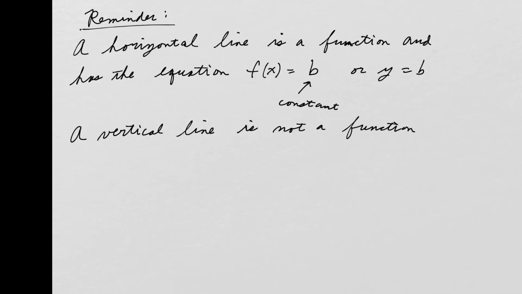Right, it fails the vertical line test miserably. In fact, the same vertical line would pass through an infinite number of times, right? Remember, it can only pass through once to be a function. And it has the equation... remember, we can't write it as a function now, so we'll just call it an equation. And remember, it was x is equal to a constant, which we usually call a.